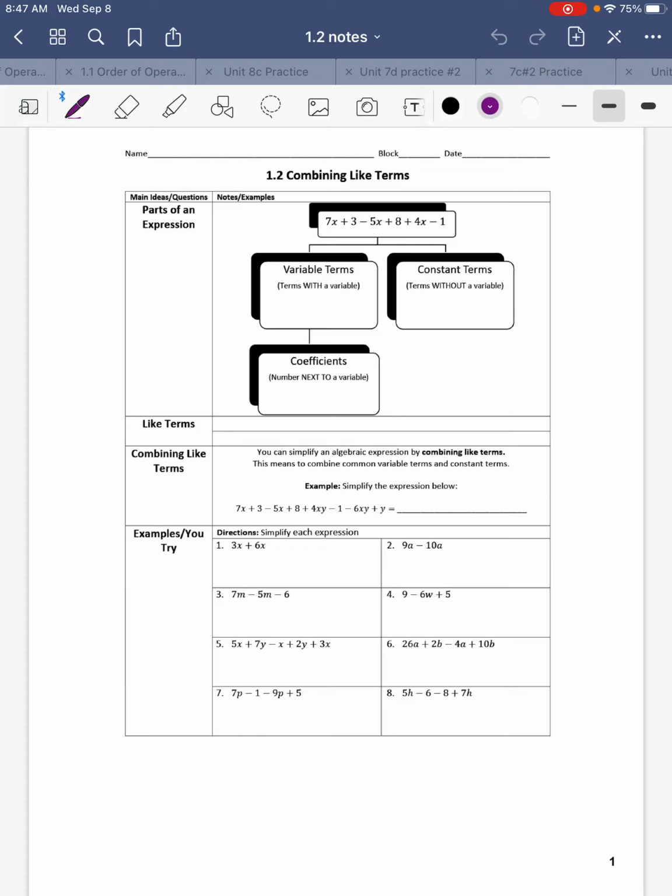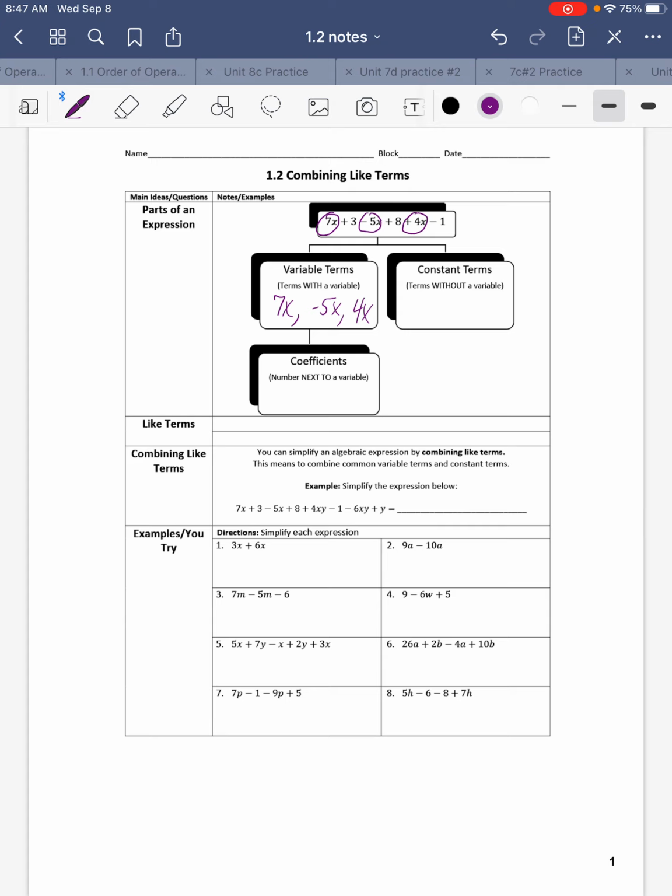All right, this is 1.2 notes. So we're combining like terms here. First we're looking at what our like terms are. This is saying we have 7 x's, and we're subtracting 5, and we're adding 4x. Variable terms first: we have a 7x, the negative 5x. Always bring that operation from the left with the term, and we have a positive 4x.